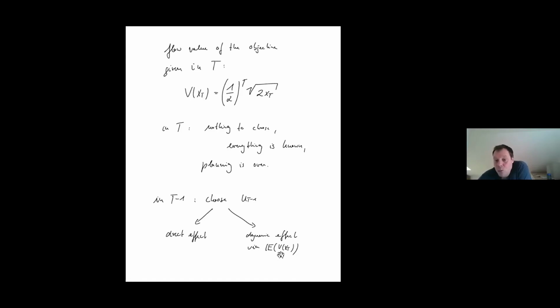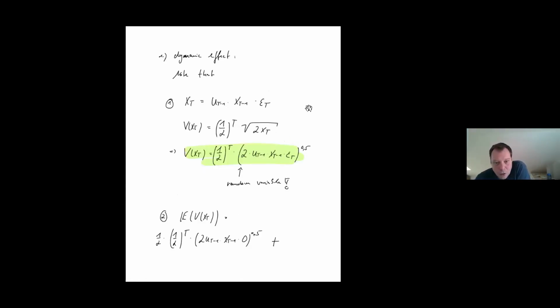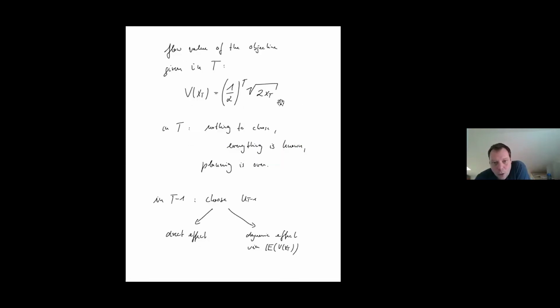But luckily for us, we know that because we know every part. So let's go through that. Do we know the x capital T? Do we know the value function? And do we know the stochastic structure to calculate this expected value? All three boxes can be ticked, and I will go through that with you. First of all, we know the form of the value function. So we could plug this in, and we have 1/2 capital T square root 2 x capital T.